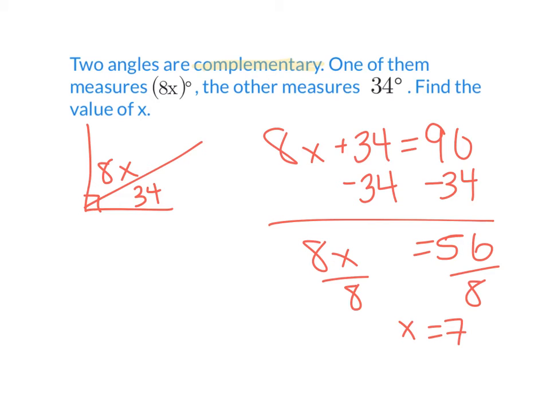Or finding the value of x, so x equals 7 is my answer for this one. So it just says find the value of x, so I'm done. If I actually wanted to find the angle measures, obviously 34 is the one that's given there, and 8 times 7 is 56. So those are my 2 missing angles, but all I had to do is find the value of x technically in this one.